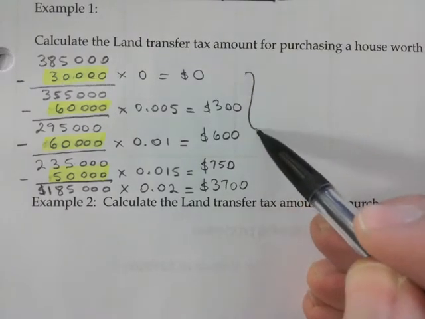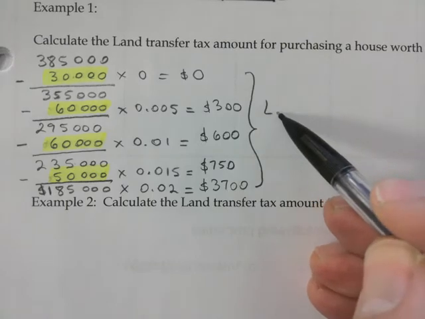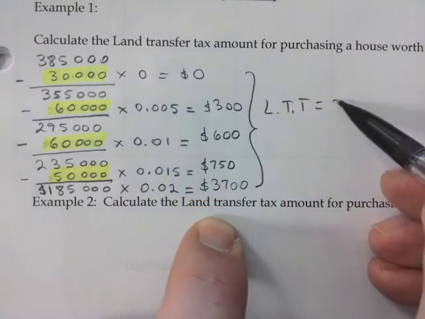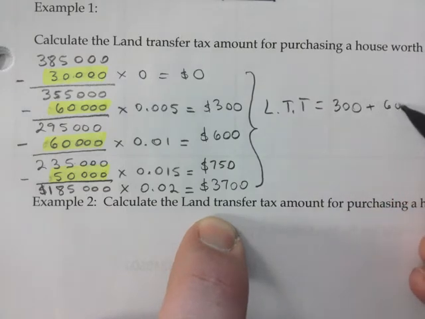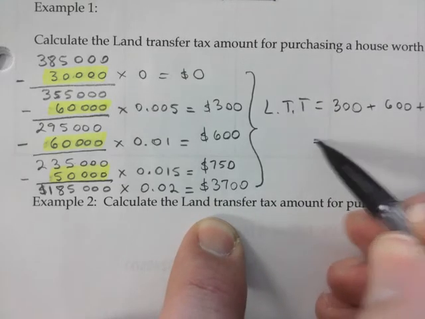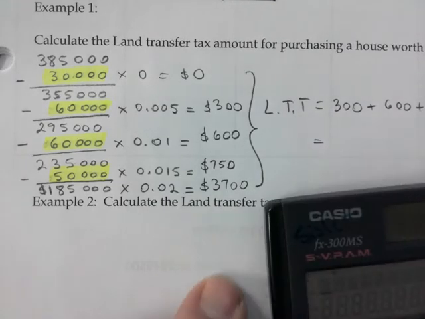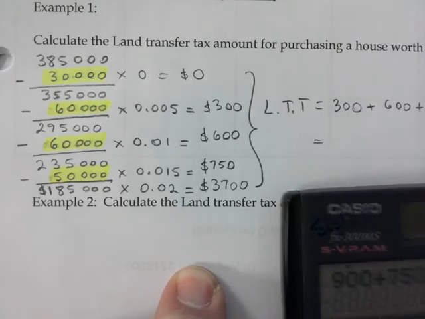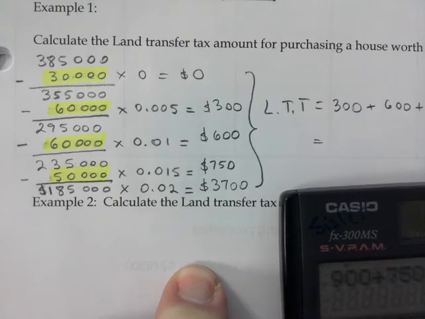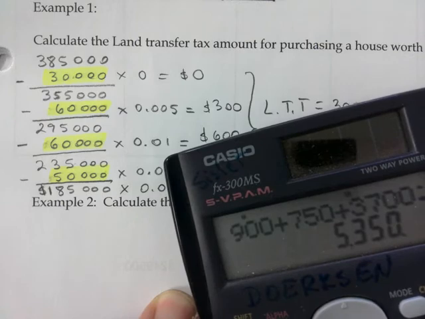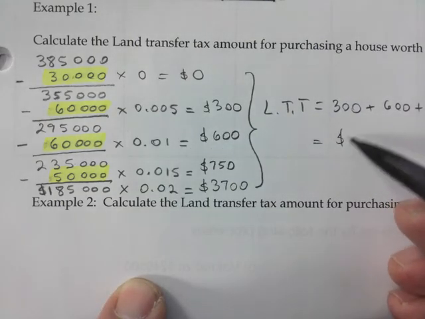So what we do is we add it all up. Land transfer tax. Don't add the 0, right? We don't have to bother with that. 300, 600, that would be 900, right? These two plus 750 plus 3,700. That's $5,350. Can you believe that?